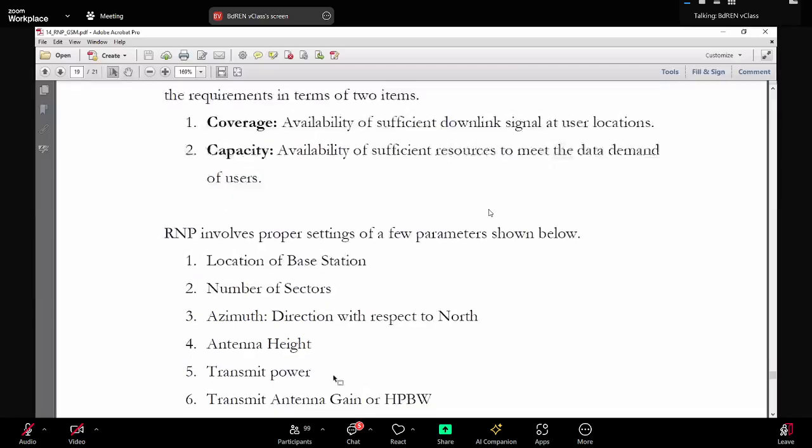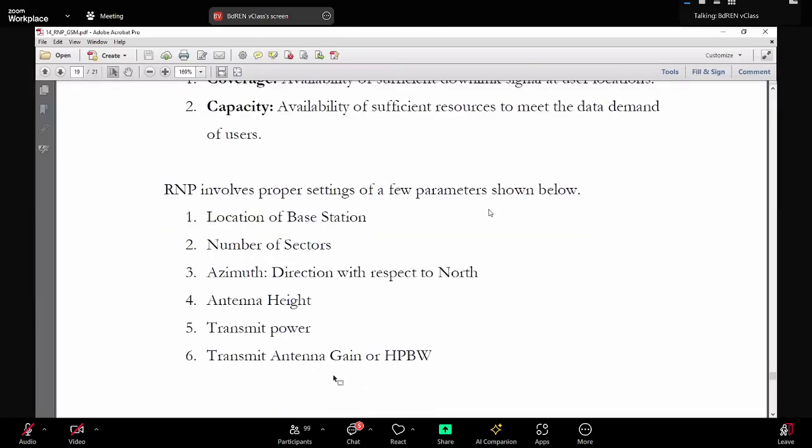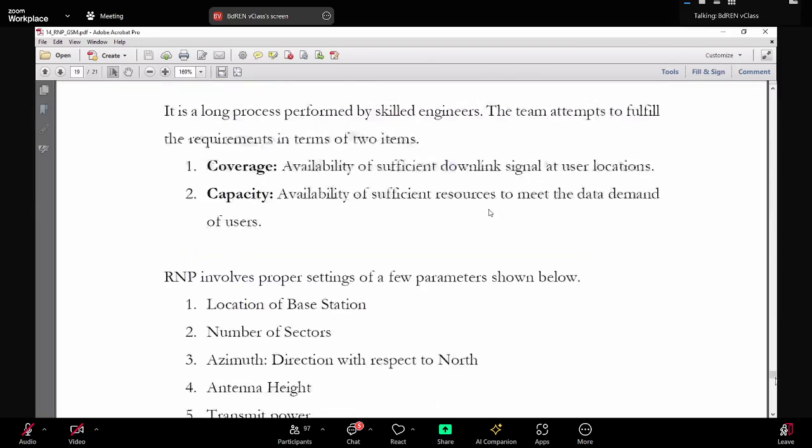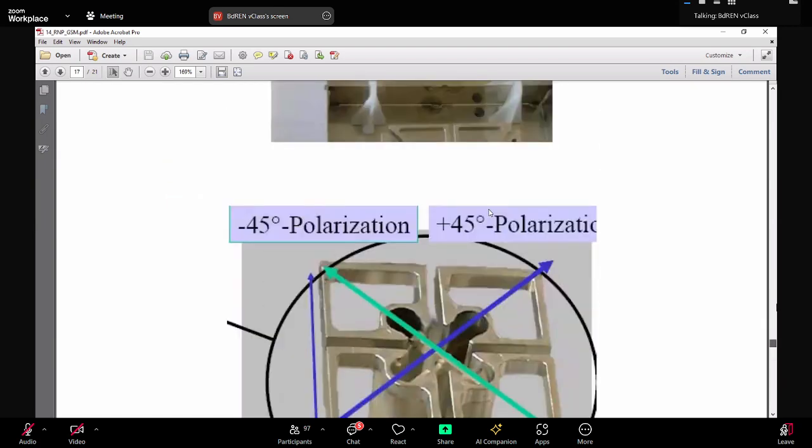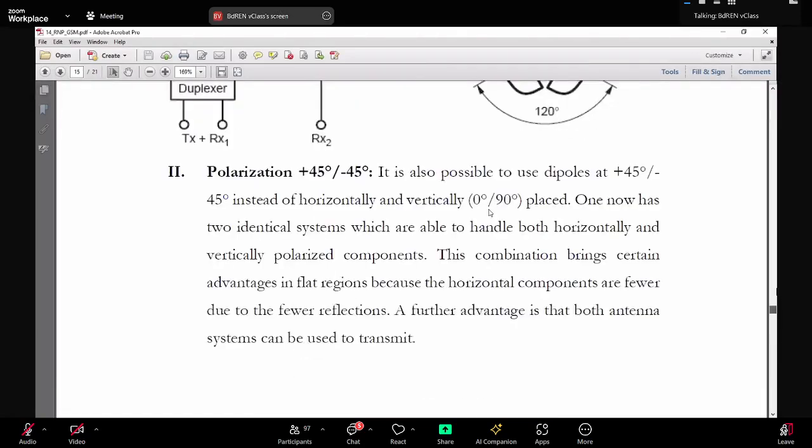But finally, they come up with these design solutions, like how many base stations you should set up, where they should be located, and the number of sectors under each base station. Then azimuth. Azimuth means the direction of your antenna with respect to north. They don't have to be just 180 degrees apart like the way we showed here. Things are never that uniform.